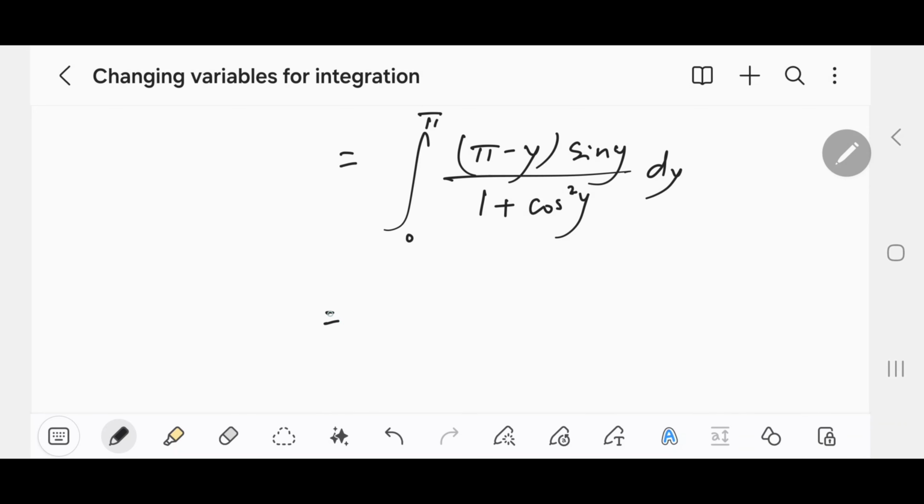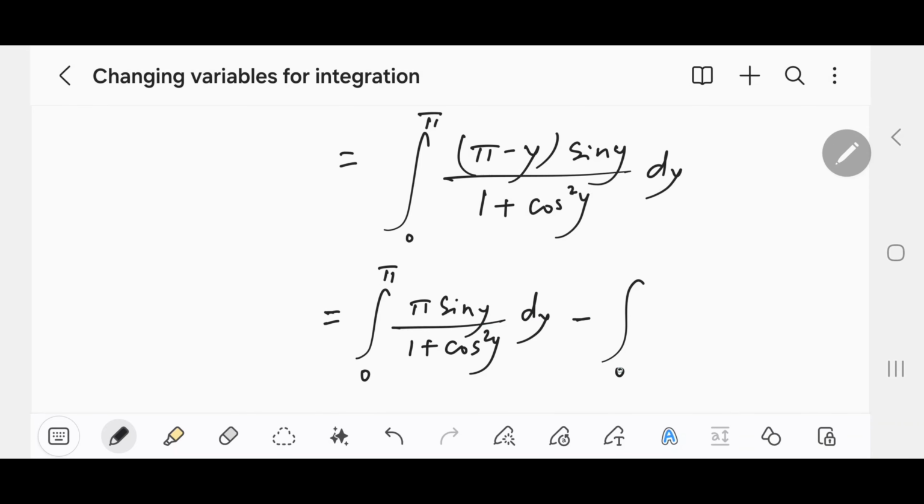Now let's separate these two terms here. One will be the integral from 0 to pi of sine y by 1 plus cos square y dy. The other is minus the integral from 0 to pi of y sine y by 1 plus cos square y dy.